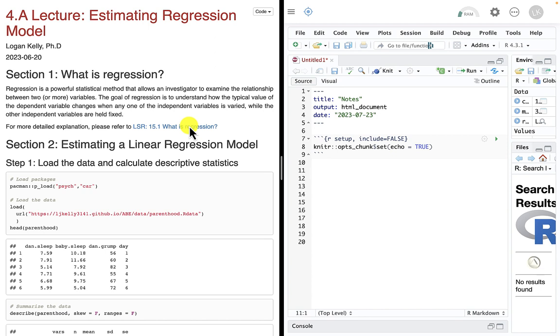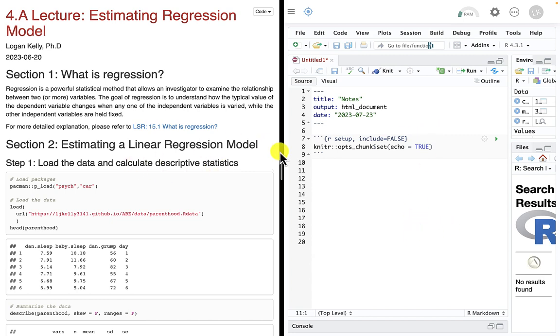Dan.grump is basically an index. We're asking him on a scale of 1 to 100, how grumpy are you? And then sleep and baby sleep are both numeric variables measured in time. Ultimately, what we want to do is fit that relationship and then understand a little more about what that relationship is telling us. Let's keep going. That's probably not perfectly clear yet because I haven't fully defined what a linear regression is. Hopefully I'll do that as we progress through the lecture today.